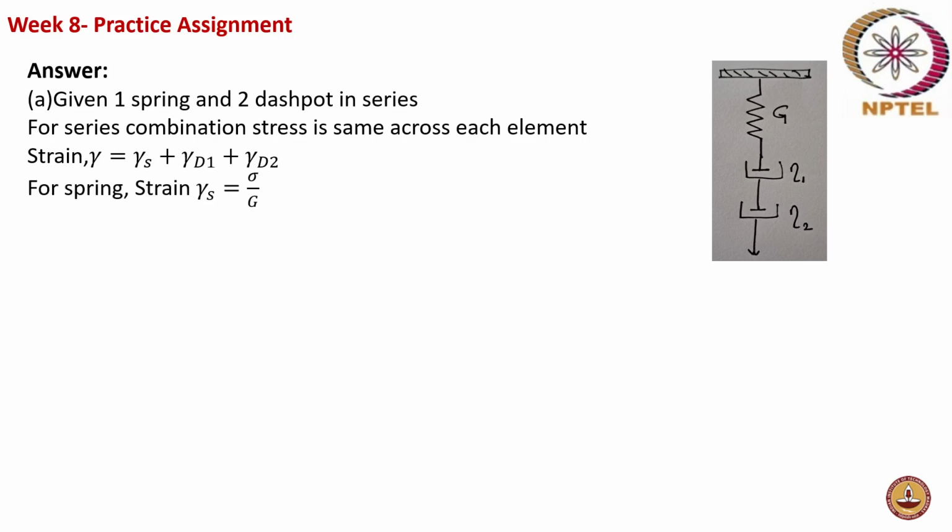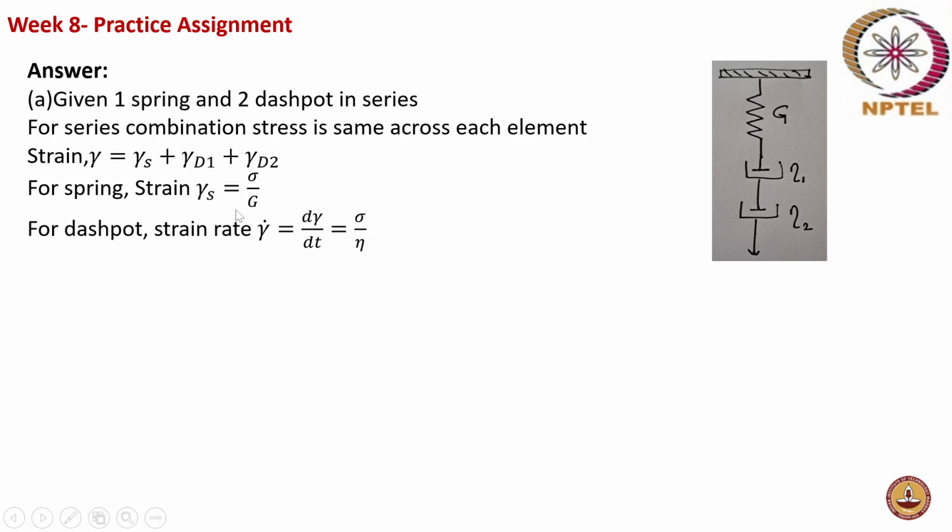The next step is that we have to develop the relation between the stress and the strain, for developing a constitutive relation. For a Hookean spring, we know that stress is proportional to strain and the constant of proportionality is the modulus. So sigma is equal to G into gamma, so gamma is equal to sigma by G. That is what we have written here.